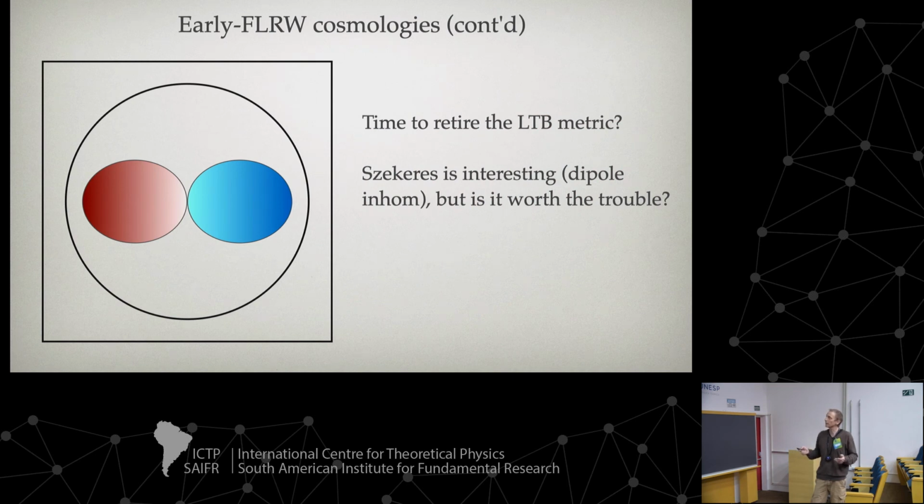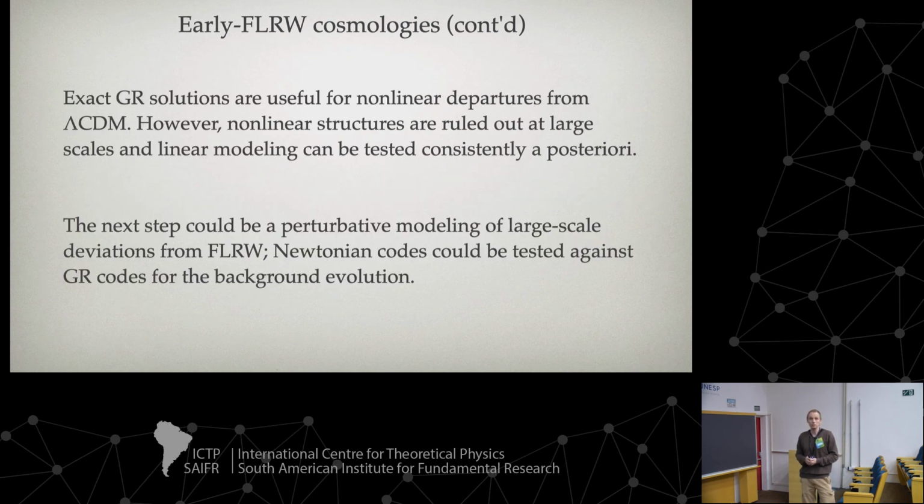Then you can go ahead and, OK, let's switch metric. Let's go to Szekeres, the next easy thing. Szekeres still has a matching at a spherical radius, but inside it features no homogeneity, right? But again, the LTB is already a pain. Imagine Szekeres is like a long list of free functions. Is it really worth it?